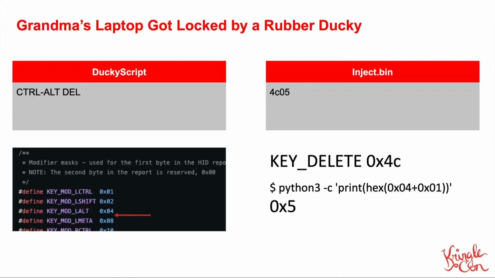Now 4C is delete, and 05, well, that doesn't appear in the modifiers. Interesting. But I noticed that if you add the Control and the Alt values together, you get 05. So that's pretty neat. If you're holding down multiple modifiers, the scan code is just that second byte with the scan codes combined.